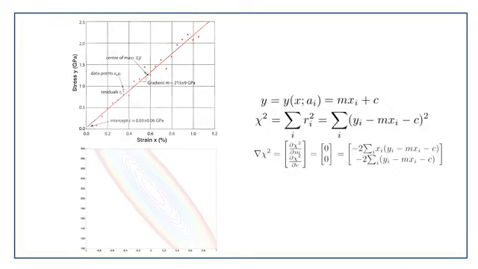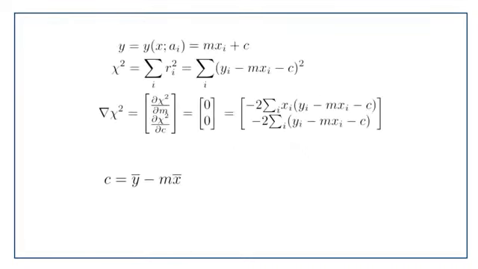Keeping on looking at the second row, then the sum of c, which is c times the number of data items, we can take out of the sum altogether. And then we've got the sum of the yi's and the sum of m times the xi's. And if we divide that through by the number of data items, we get our result that c is going to be y bar minus m times x bar, y bar and x bar being the averages.